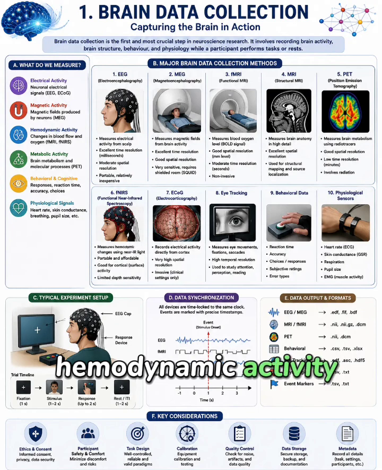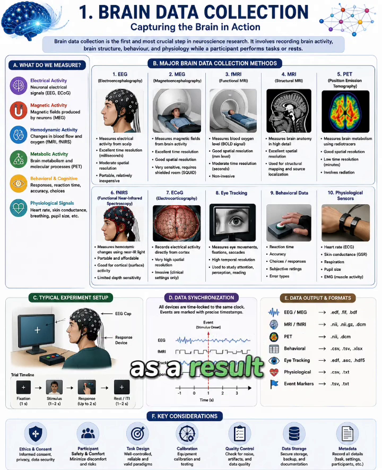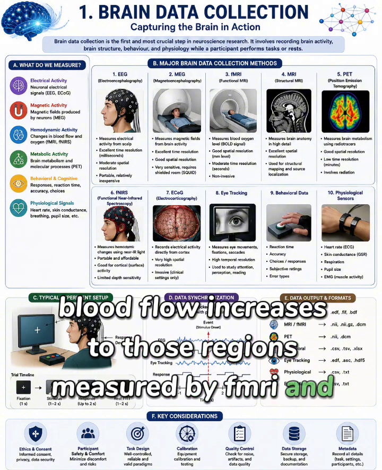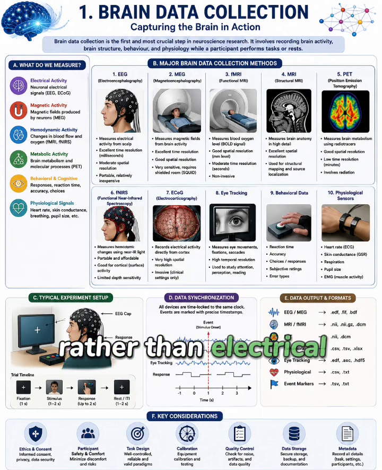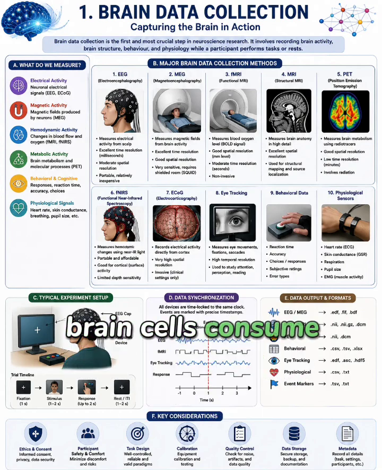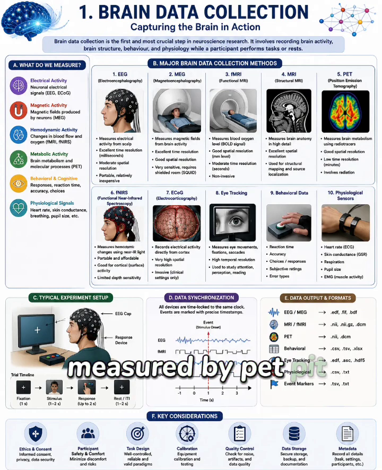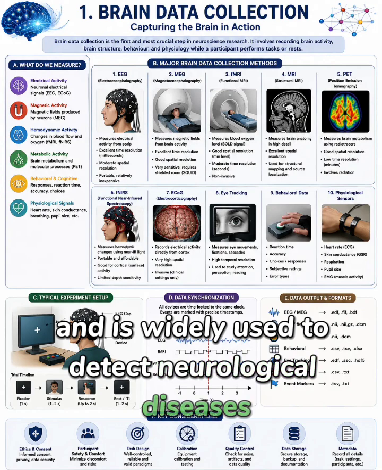Hemodynamic activity. Active brain regions require more oxygen and nutrients. As a result, blood flow increases to those regions, measured by fMRI and fNIRS. These methods measure changes in blood oxygen rather than electrical signals. Metabolic activity. Brain cells consume glucose and oxygen to produce energy, measured by PET. PET measures brain metabolism and is widely used to detect neurological diseases.